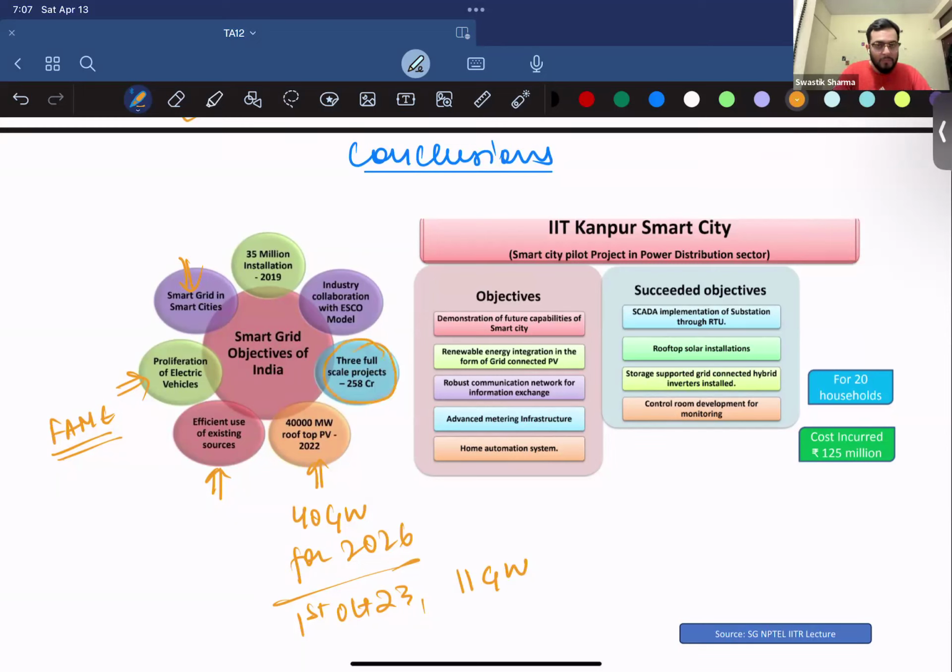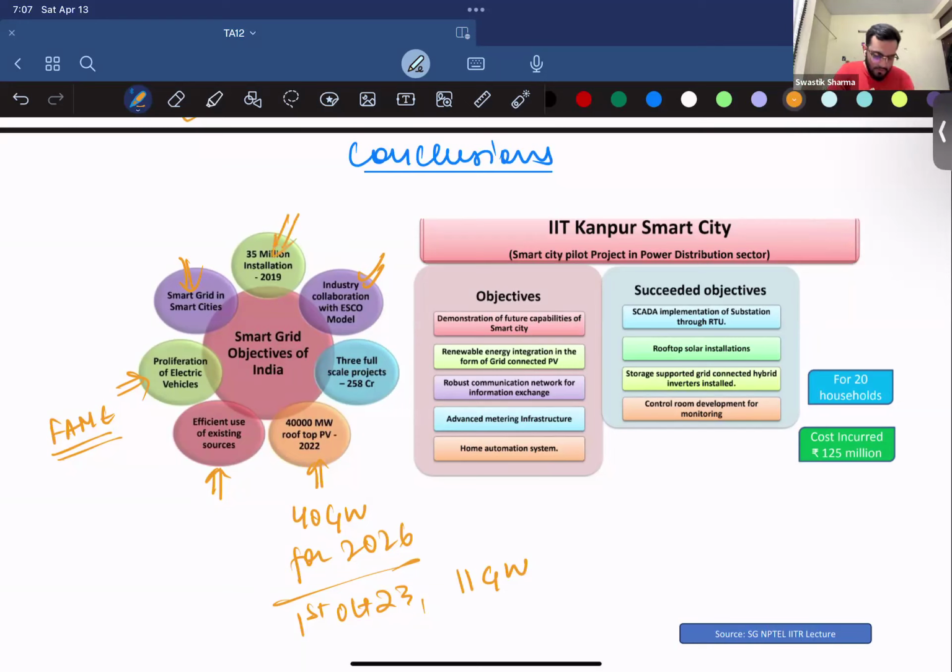Then they have implemented three full-scale projects, each costing about 258 crores. Then they want industry collaboration with the ESCO model. So what exactly is the ESCO model? In the ESCO model, you have land available at your end. You ask your energy generating company to install a plant at your end and just pay the amount that you have agreed on in your agreement. So this is what they want through industry collaboration.